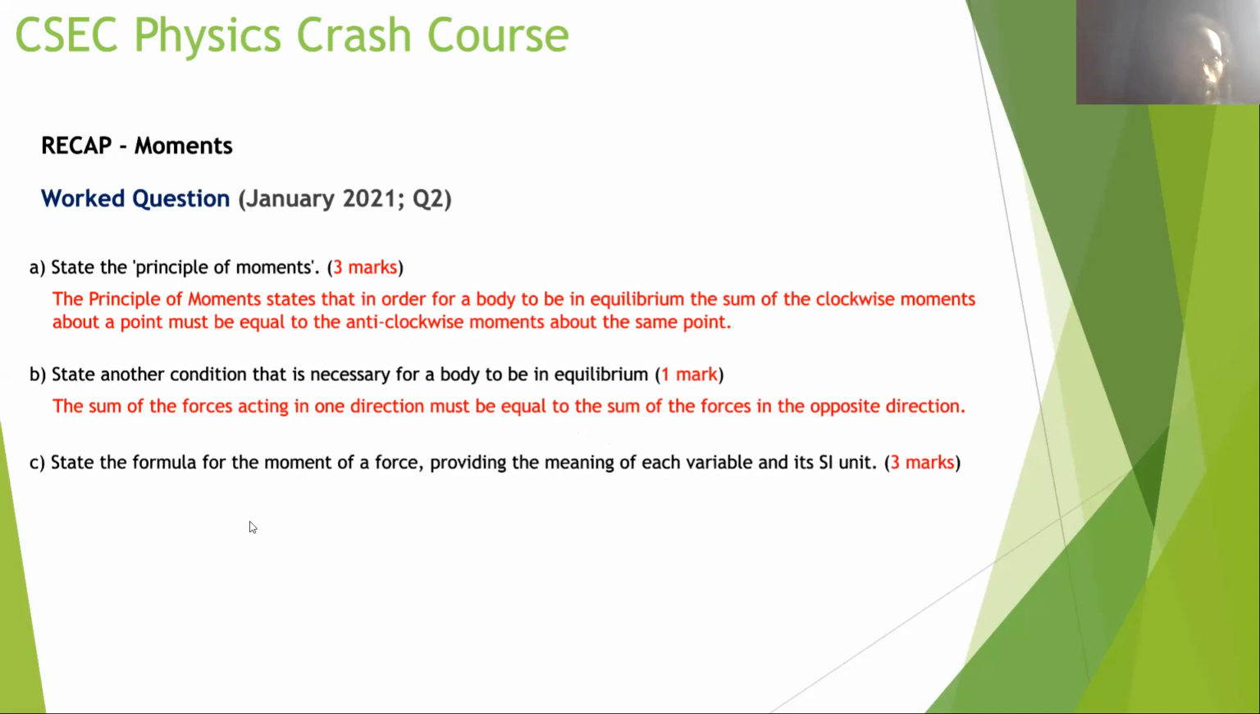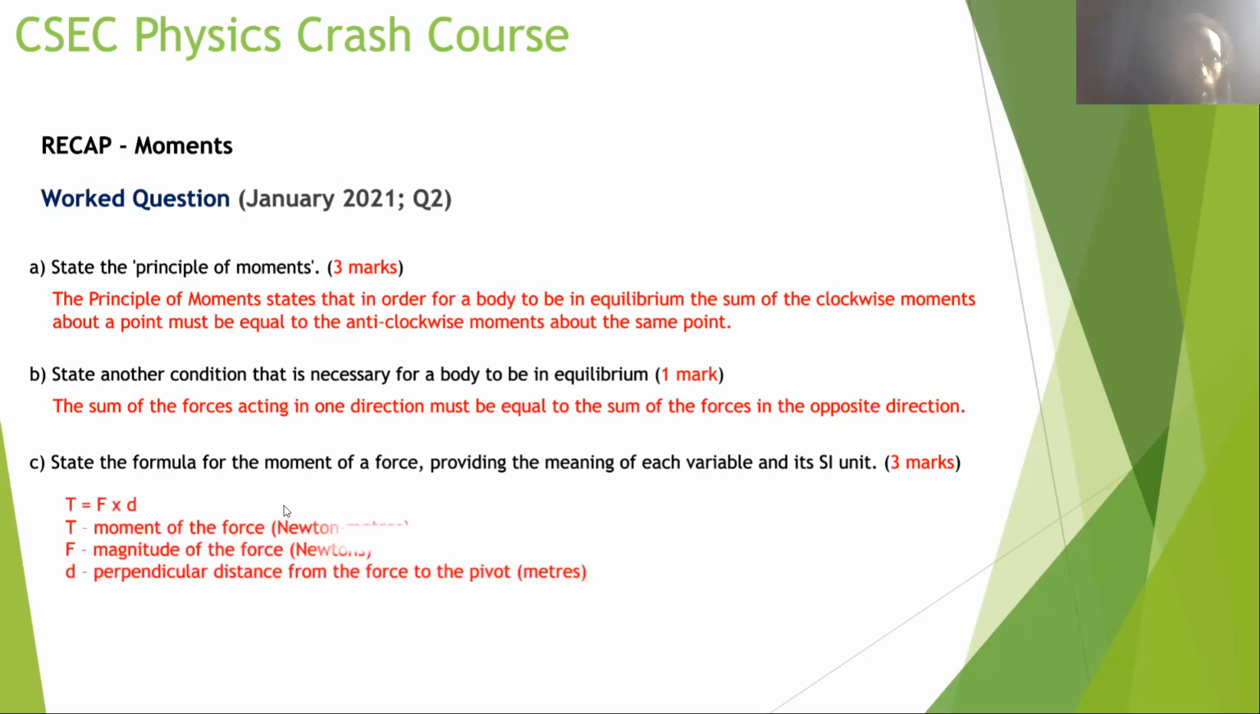Part C says, state the formula for the moment of a force, providing the meaning of each variable and its SI unit. From the definition of moments, if you know the definition, moments is defined as the product of the force and the perpendicular distance of its line of action from the pivot. So it's essentially force times distance.